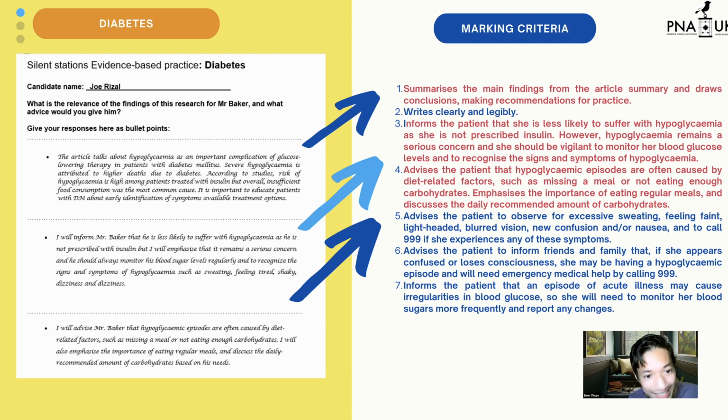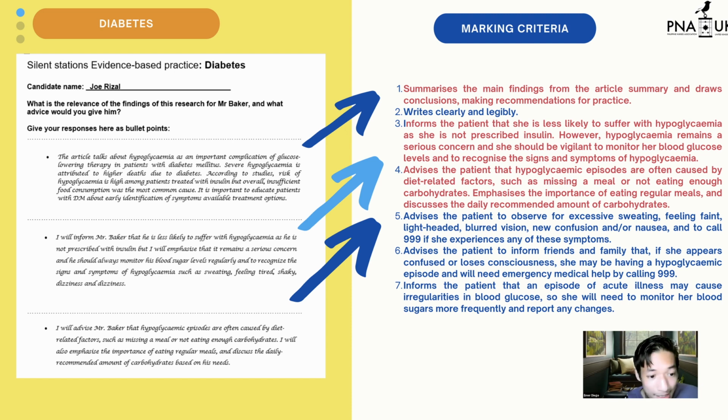So number three, I will inform Mr. Baker that he is less likely to suffer with hypoglycemia as he is not prescribed with insulin. But I will emphasize that it remains a serious concern and he should always monitor his blood sugar levels regularly and to recognize the signs and symptoms of hypoglycemia such as sweating, feeling tired, shaky, and dizziness. That is it. So I just paraphrase the stuff. Okay. So that is how you're going to write it on your examination. An example. Again, this is not the exact answer. You could always change it, but remember the main point should be there.